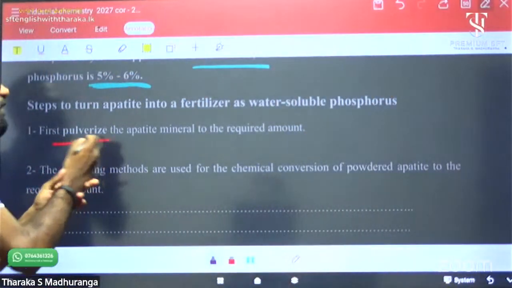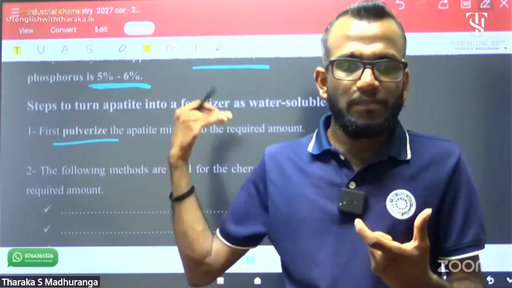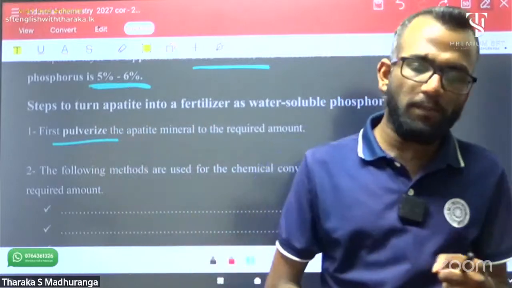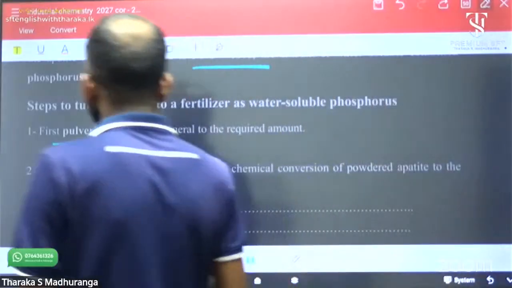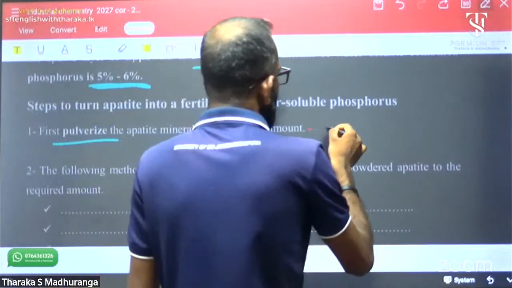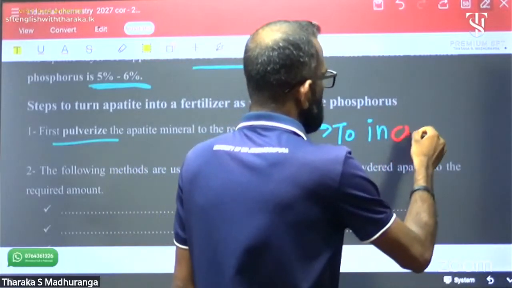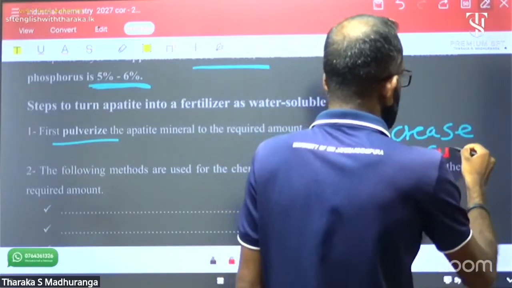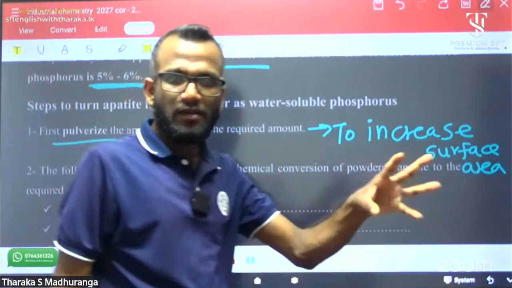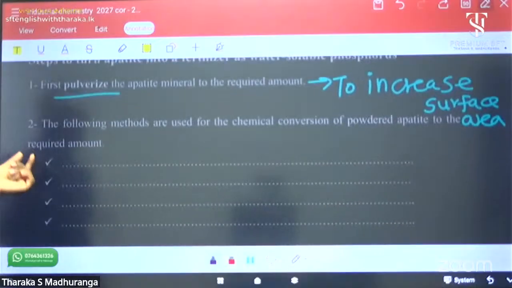The first step is pulverization. What's the meaning of pulverization? Pulverization means just grind this into powder. Powder means small particles, to increase the surface area. We pulverize the apatite mineral to the required size to increase the surface area, so the reaction is efficient. Pulverization means it's just crushed into small particles, right?